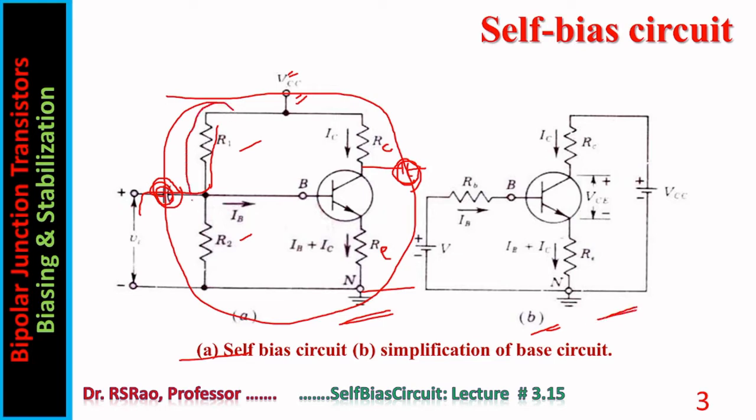The input part R1, R2, VCC. This part is converted into a Thevenin source with voltage V with resistance RB. Now one point I repeat, R1, R2, VCC. These three together bias the collector junction in reverse direction and the base emitter junction in forward direction. Now the transistor is in active region. It is ready to work as an amplifier.